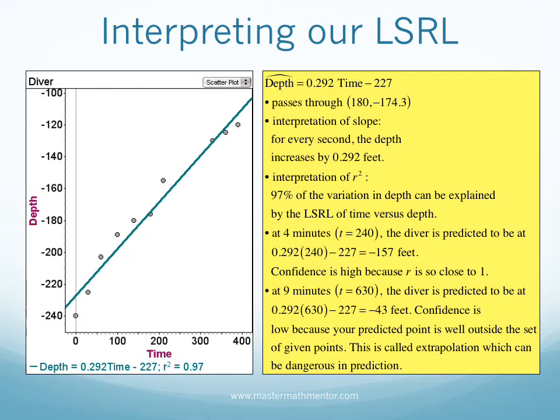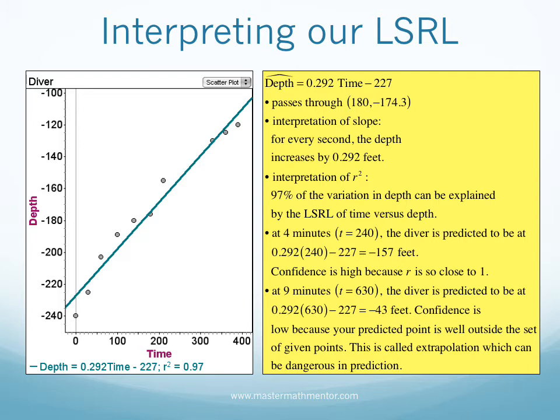Let's do linear regression with our diver data. With our least squares regression line formula as depth hat equals 0.292 time minus 227, we find that this line passes through the point (180, -174.3), which is the point representing the average of the x values and average of the y values.